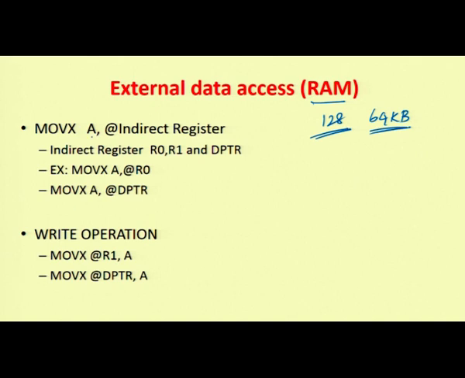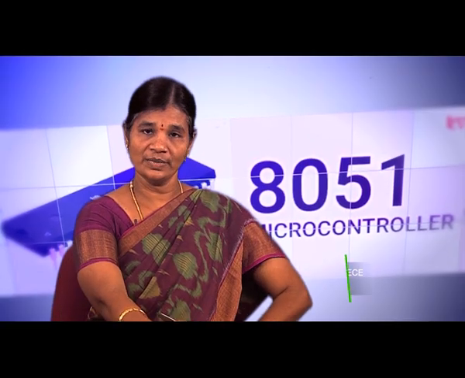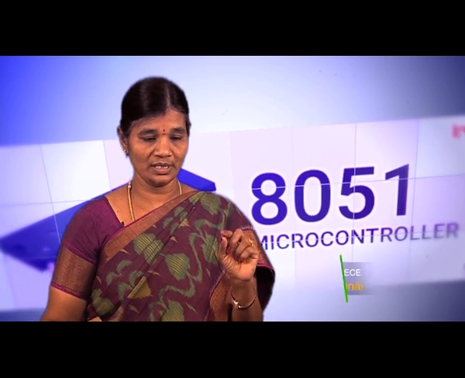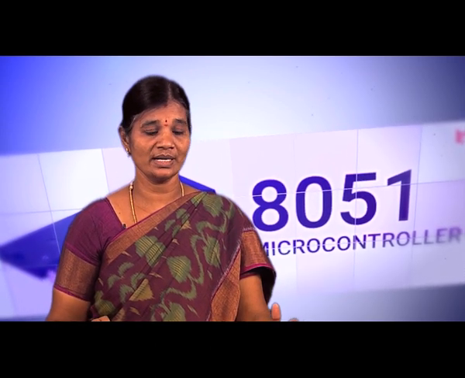Then via the accumulator only we perform it. So, we use the accumulator and the indirect registers for this. The indirect registers are R0, R1 and DPTR. For read operations from the memory, the source is @R0 moved to the accumulator, or @DPTR to the accumulator. For write operations, from the accumulator to @R1 or from the accumulator to @DPTR. So, this is the external access for read and write operations.